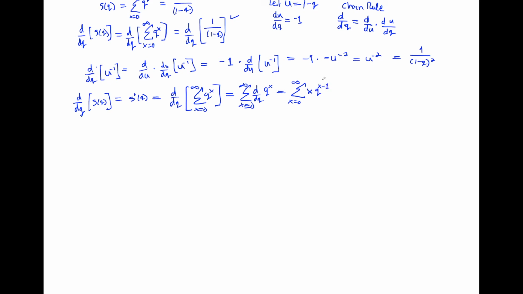So what that means then, when we take those two things, the closed form derivative is 1 over 1 minus q, quantity squared, and the derivative with respect to q of the formula for the series is x q to the x minus 1. So wherever we see 1 over 1 minus q quantity squared, we can also write the infinite sum, x equals 0 to infinity of x q to the x minus 1 power.